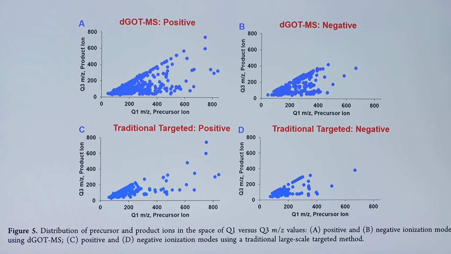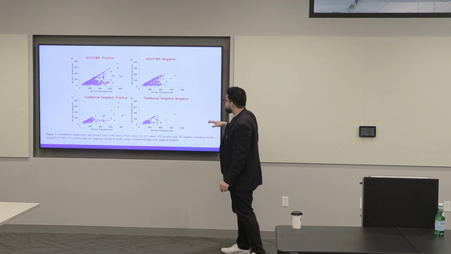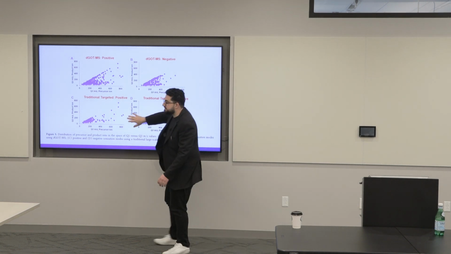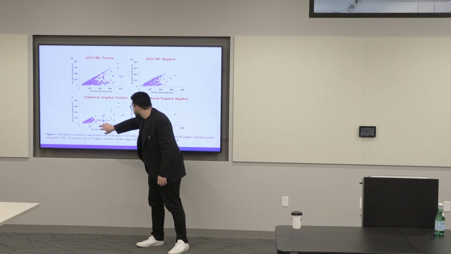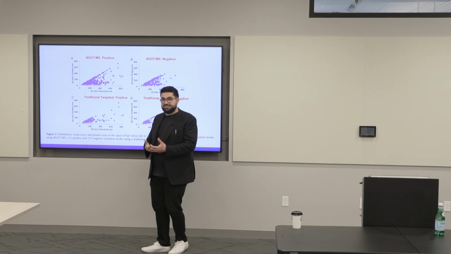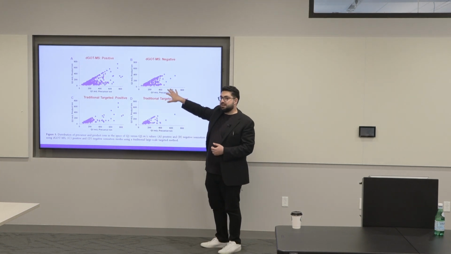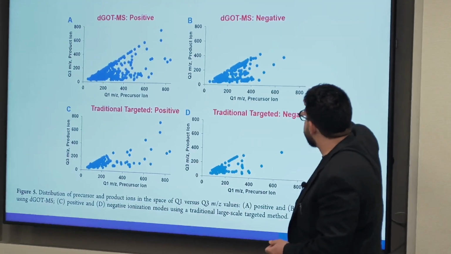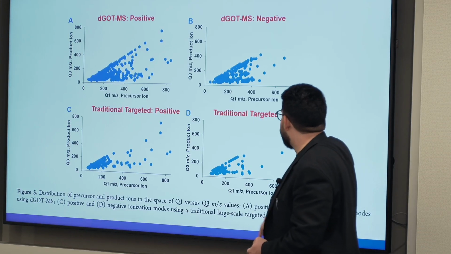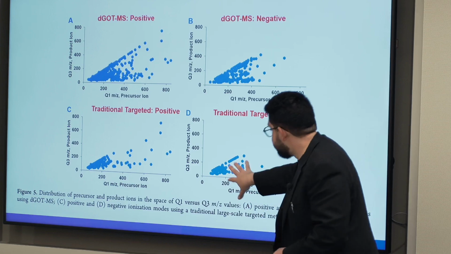When we look at the distribution of these precursors and product ions, right, we see the precursor on the x-axis and the product on the y-axis. So we know that when we have a precursor of 800, you should probably see a product of about 400. And what we see here between a traditional targeted in the positive ionization mode and our DGOT MS is significantly more coverage here, especially in the range between 200 to 600. We see much more density. Same thing here. Each one represents a compound that we can look at with low CV and high confidence. Same thing here in the negative mode. Positive mode is a little bit more obvious because positive is related to nitrogen-containing compounds, but we see significantly more density there as well.